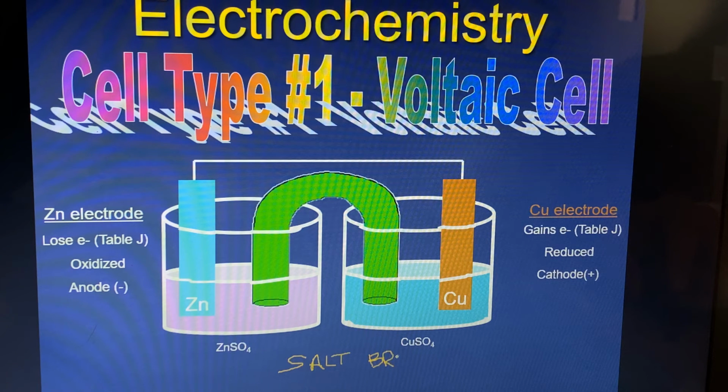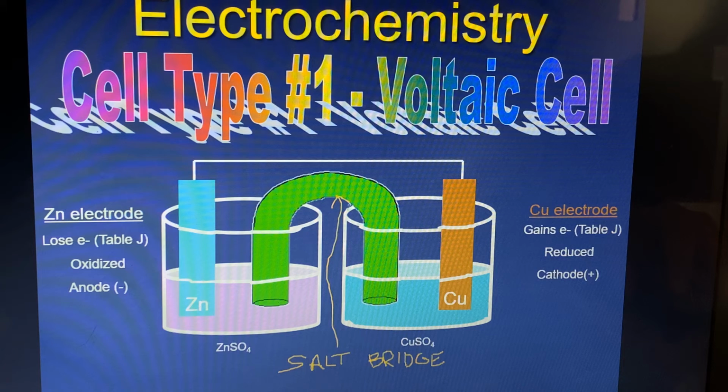What does a salt bridge do? A salt bridge does one thing: it permits the flow of ions. It does not permit the flow of electrons. Remember, electrons cannot go through solutions. Ions can, electrons cannot. So the salt bridge in this case is this green thing.